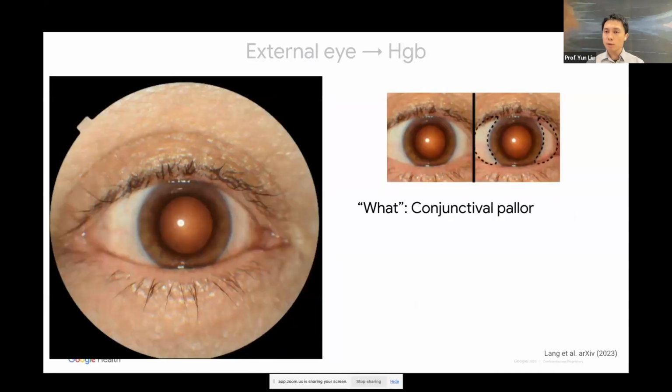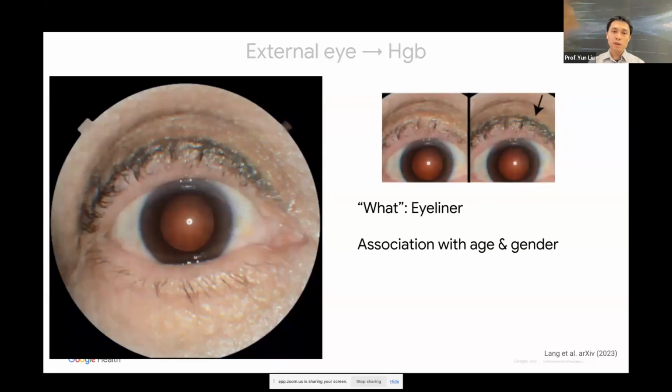Moving on, another example that we looked at was for predicting hemoglobin. In this particular case, what we saw was that there was a pallor happening around the eye, and this was reassuring because it is a known hallmark of anemia. But what's interesting is that we found additional features that we were not expecting. Here's one of them: the eyeliner was appearing in this generated counterfactual image, and this was a bit surprising.